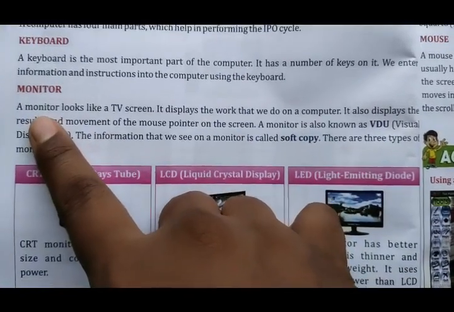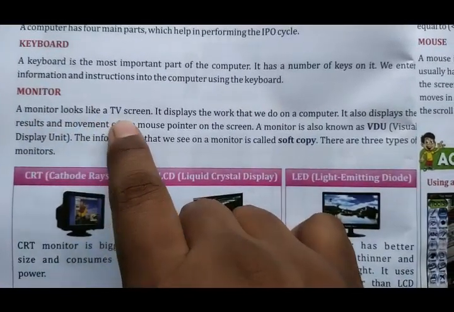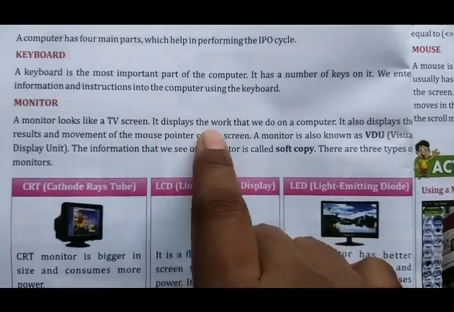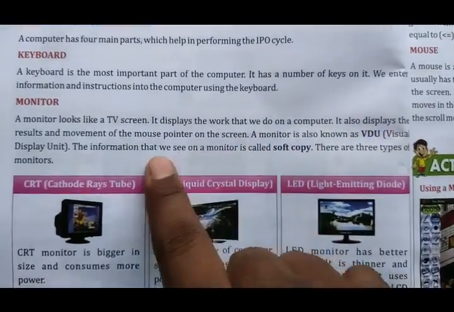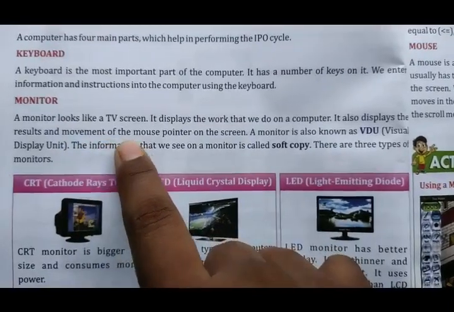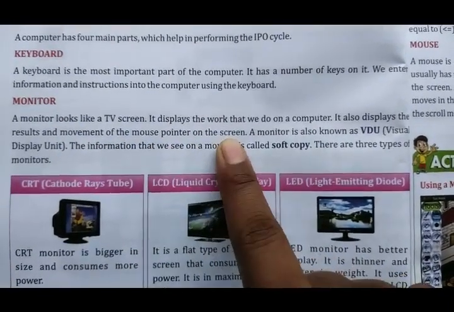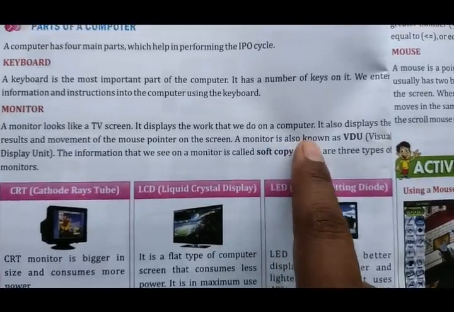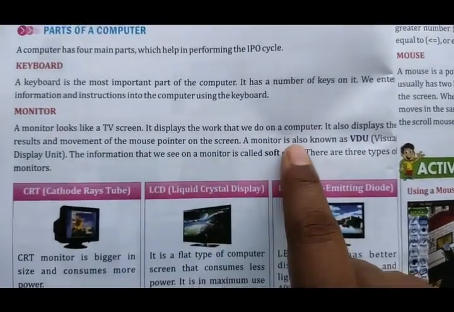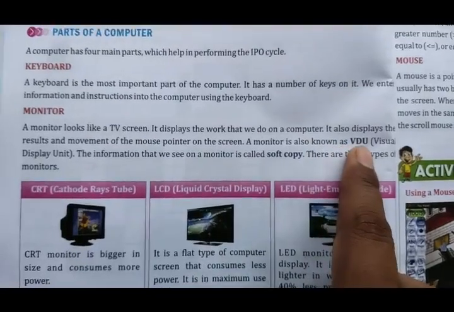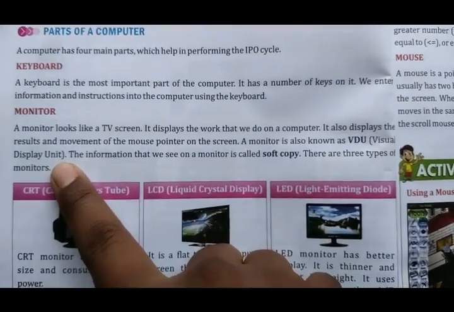Okay. Next, monitor. Monitor looks like a TV screen. It displays the work that we do on a computer. It also displays the result and movement of the mouse pointer on the screen. Okay. A monitor is also known as VDU, means visual display unit. Remember this thing. A monitor is also known as VDU, visual display unit.